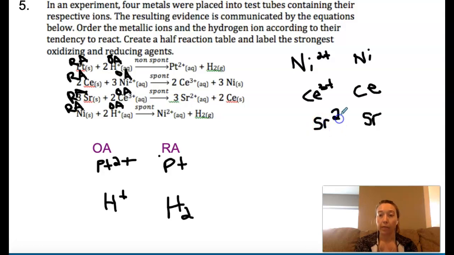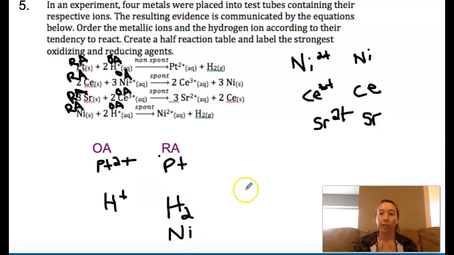Okay, so we're getting closer to having a completed ranking. I'm going to go to that fourth equation now, and hopefully that fourth equation is going to bring these two separate pieces all together. So we look at the fourth equation. It says it is spontaneous. So that means my OA has to be above my RA. So the OA is the H+, which is here. So that has to be above the nickel as an RA. So I know it has to go like this.